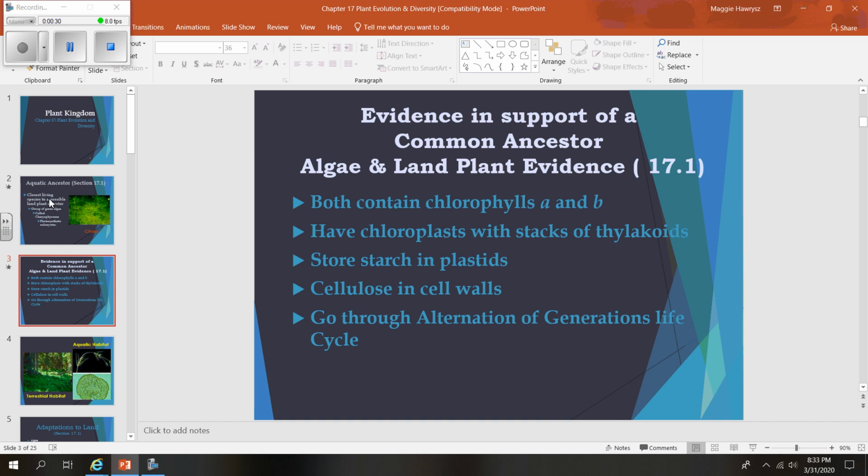They both also contain chlorophyll A and chlorophyll B, and they both have chloroplasts, which we know are the organelles that are responsible for photosynthesis. They both store starch in plastids, have cellulose to help support the plant, both found in their cell walls, and they also go through a reproductive cycle called the alternation of generations.